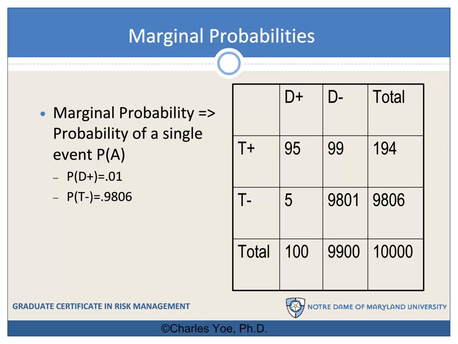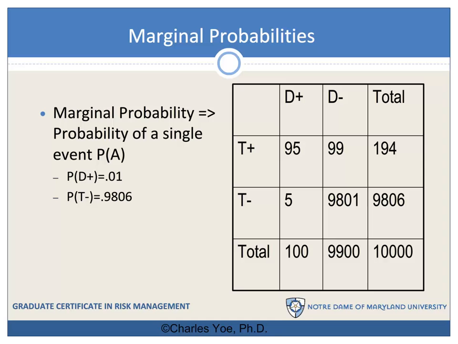The totals are as shown. 194 total people tested positive, 9,806 tested negative. 100 people have the disease, 9,900 people do not have the disease, and there is a total of 10,000 people in the data set.